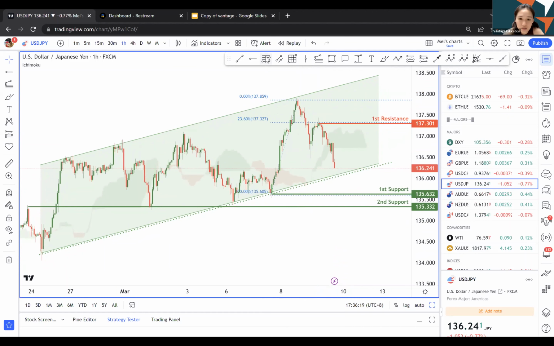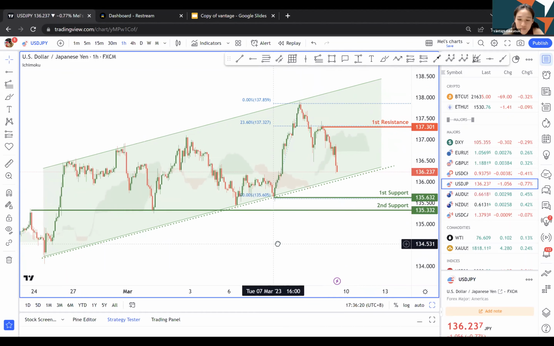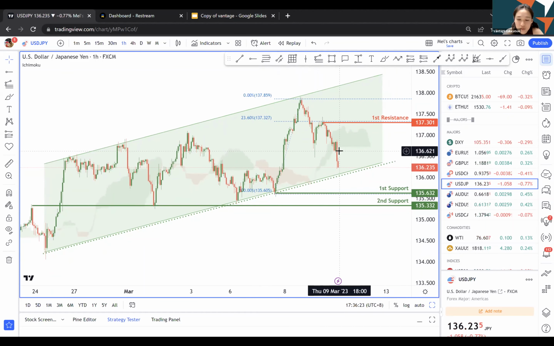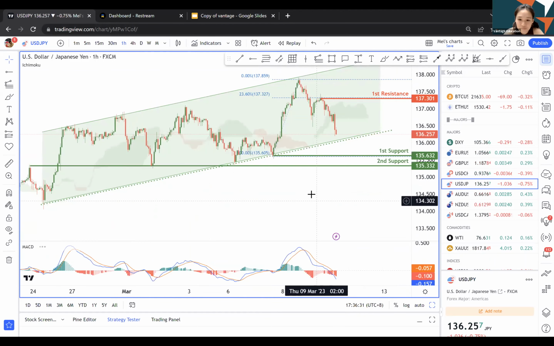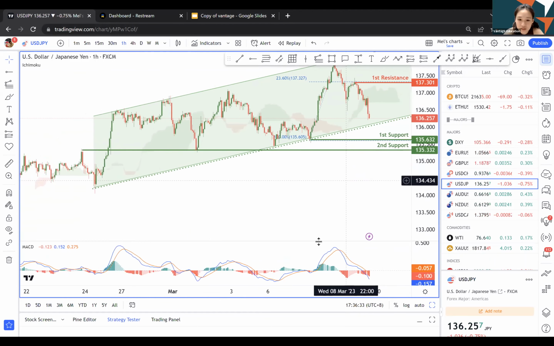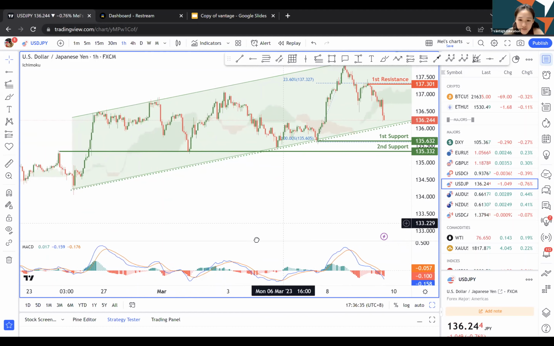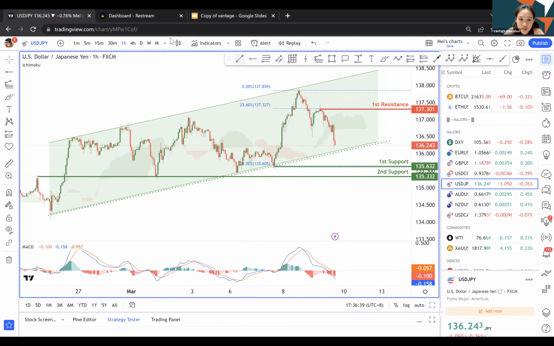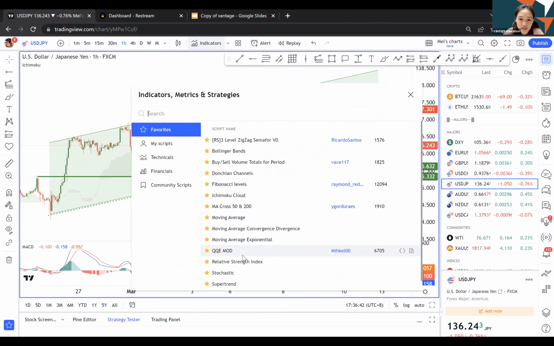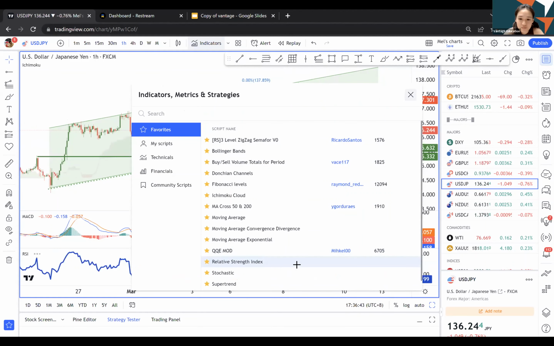Okay, sorry about that. So we can see price is currently moving below our Ichimoku cloud, which gives us a bearish signal. For Mekin, it's also giving us a bearish signal. Now let's take a look at RSI and stochastic.